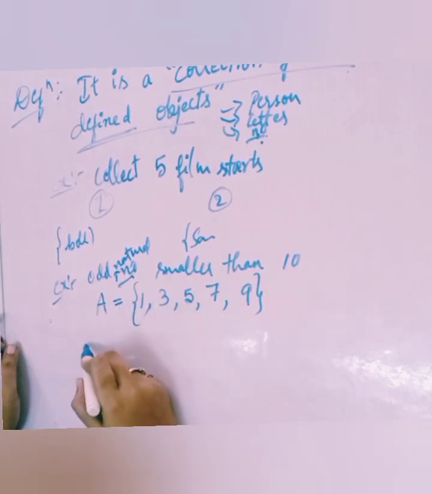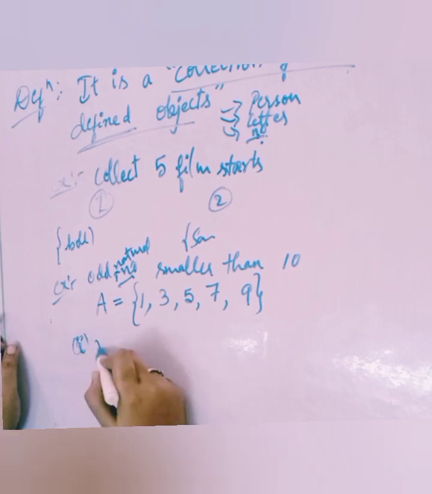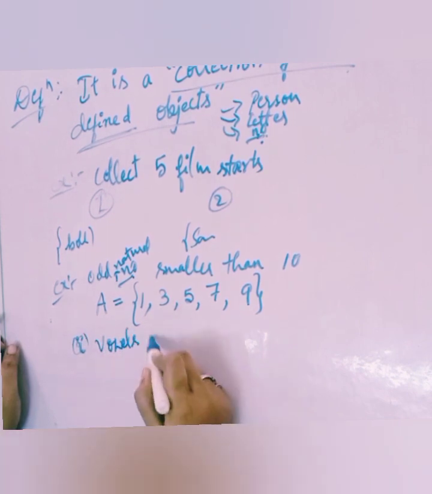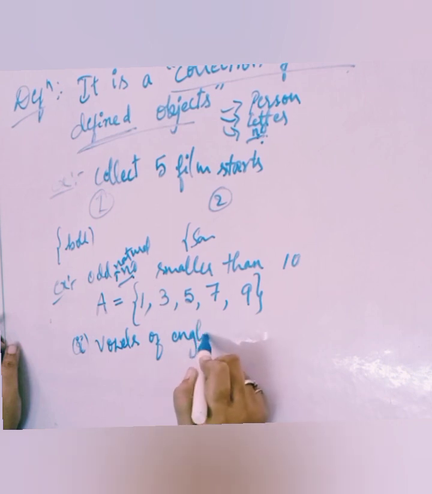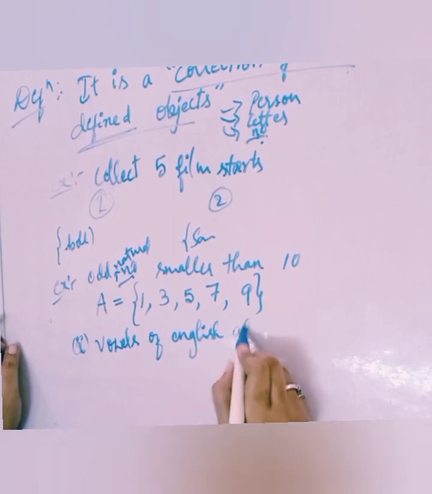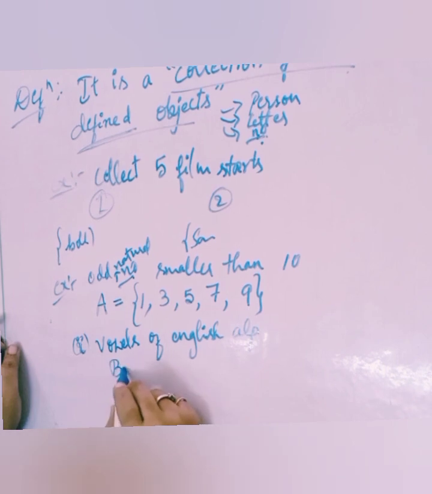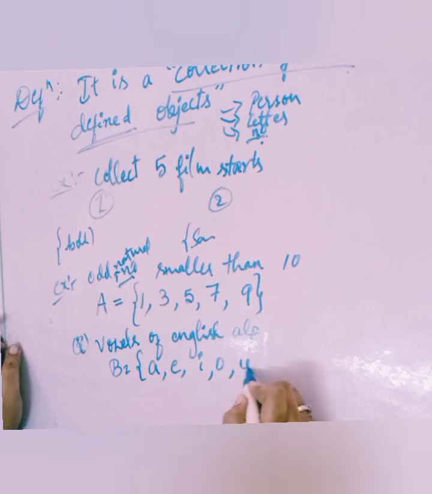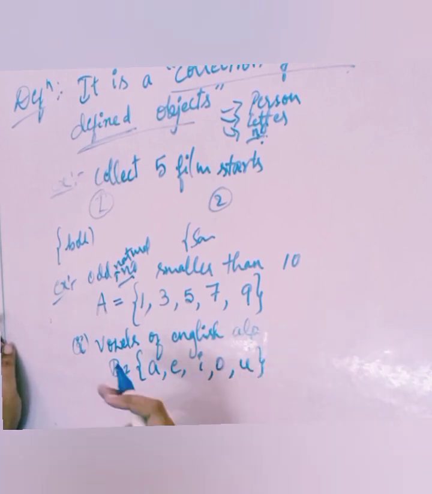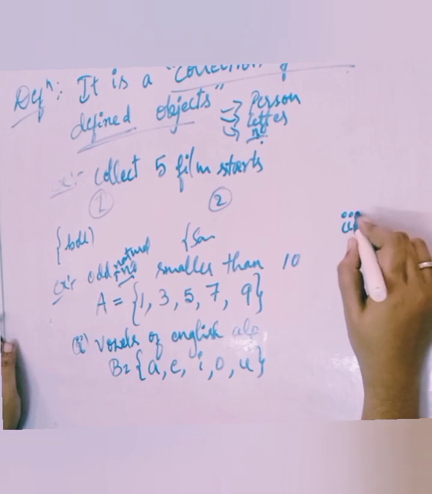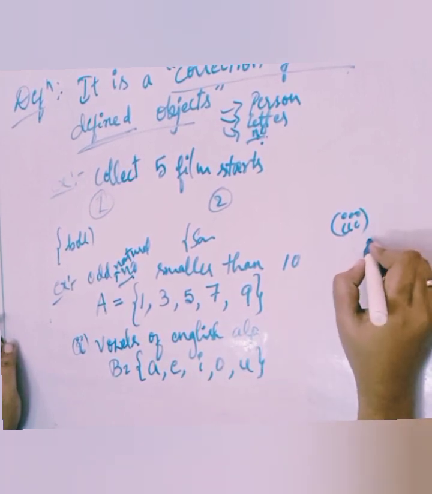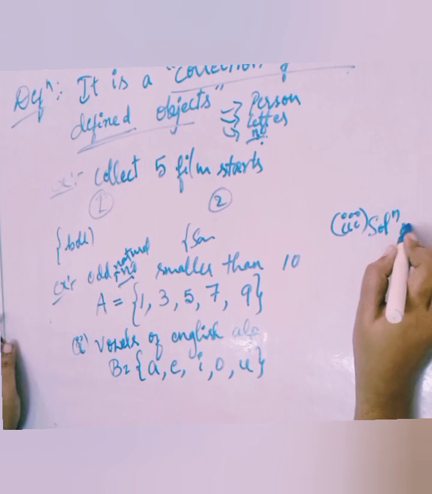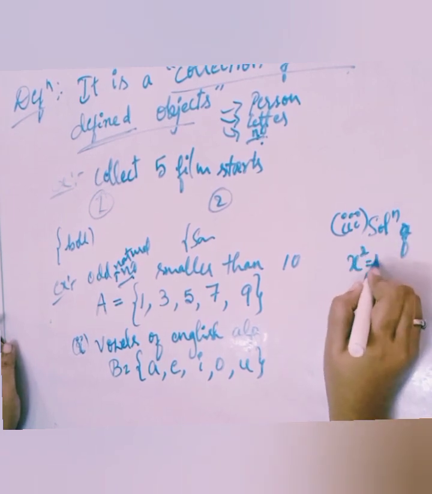Second example, vowels of the English alphabet. Everyone knows that is A, E, I, O, U. I said it may be numbers, letters or anything. So here we have alphabets. Now the third example, solution of x square is equals to 4.